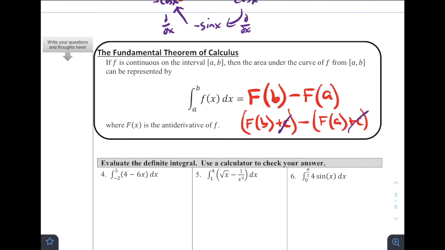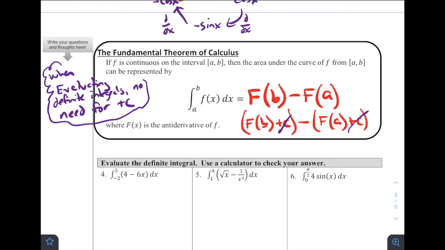So an interesting effect of this is when evaluating definite integrals, no need for c. There's no need for the plus c. That's when you're evaluating definite integrals, because in this case, because we're doing F of b minus F of a, essentially those c's cancel out and you're left with just F of b minus F of a. So that's cool. That's nice.